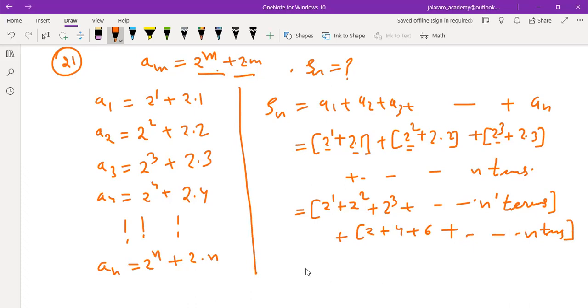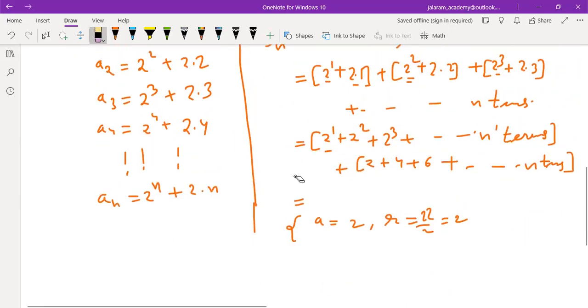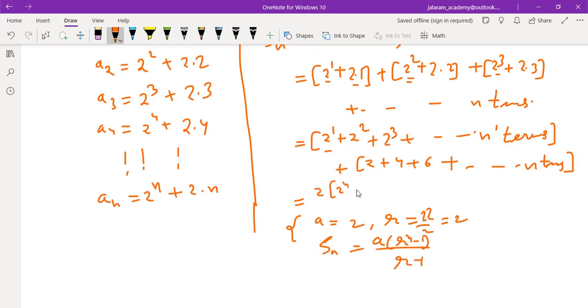In the first bracket, if you observe, it's a GP with common ratio 2 square by 2 equals 2, and the first term is also 2. We know that its formula is a into r to the power n minus 1 upon r minus 1. So 2 into 2 to the power n minus 1 upon 2 minus 1.